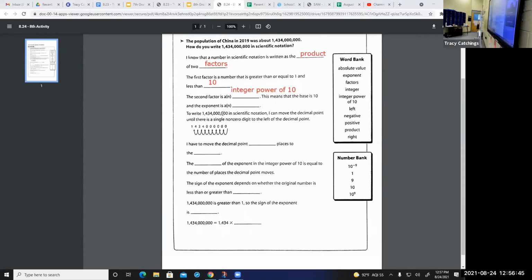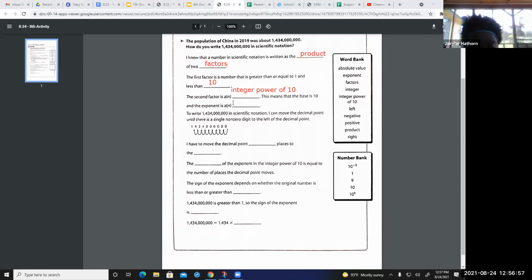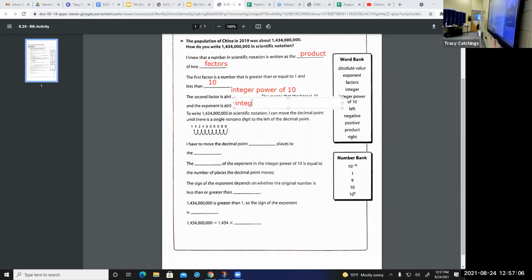All right, this means that the base is 10 and the exponent is our what? They pretty much gave that to you in the name. What was the only word I said was missing from our notes? Integer. So that means the exponent is an integer. So remember, integer is whole numbers and their opposites. Those positive and negative numbers.